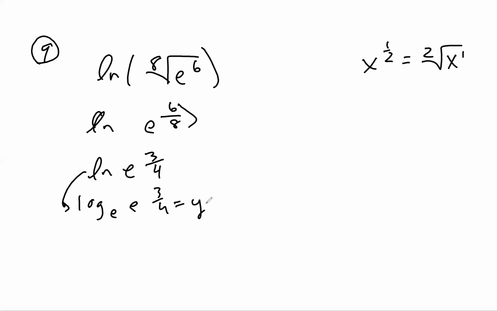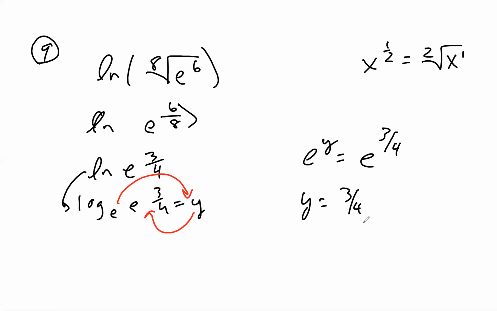And so now I can draw my arrows in. And when I rewrite this, I'm going to have e to the y equals e to the 3/4. Well, in this case, since I already have the same base, I know that y is equal to 3/4, and now I'm done.